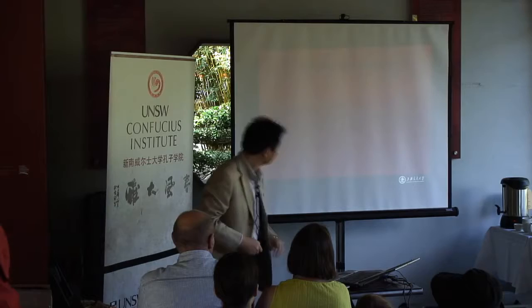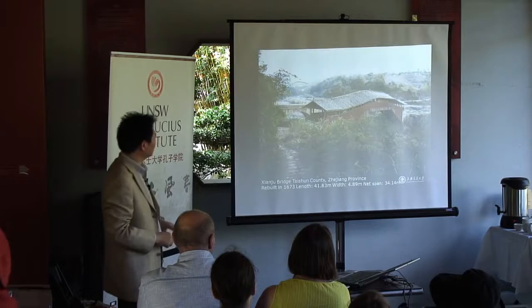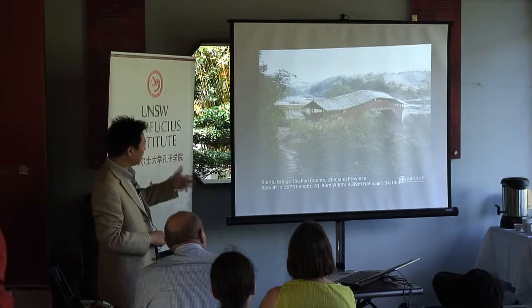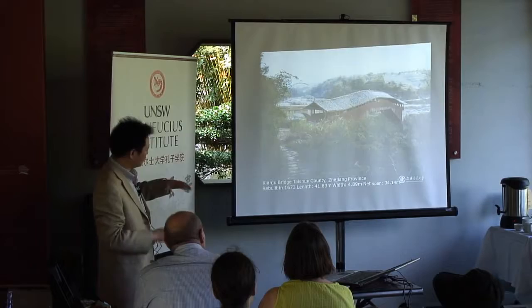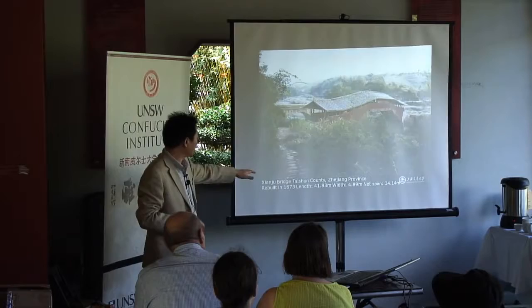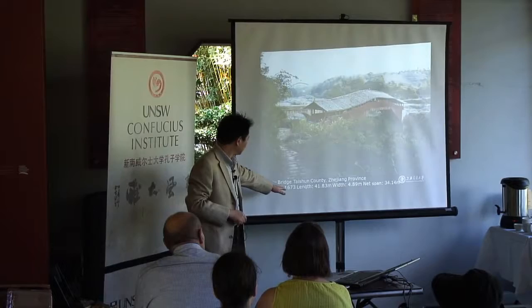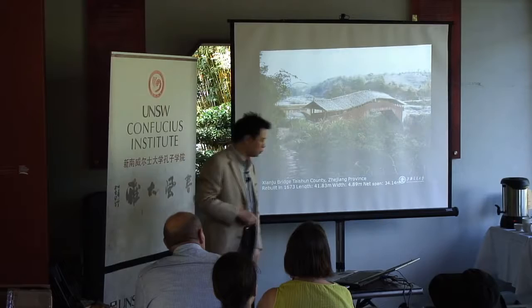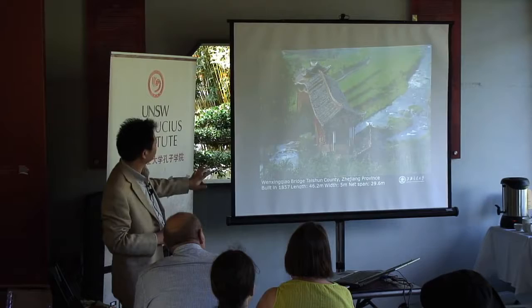And look at the other bridges all over China. They are mainly distributed in the south of China. This Xianji Bridge is in Taishun County, Zhejiang Province. They built it in the early Qing Dynasty. It's a very big one, 41.83 meters long.